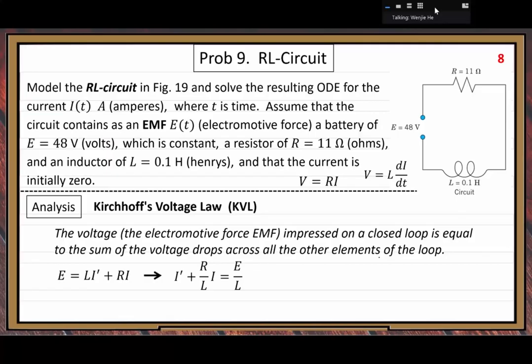Because we want to make I prime stand out, we write it this way: I prime divided by L. Then, although you can use I as the variable, here we can use the form we are familiar with, Y. So Y prime plus 110 Y equals 480.